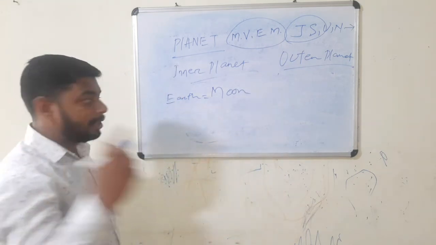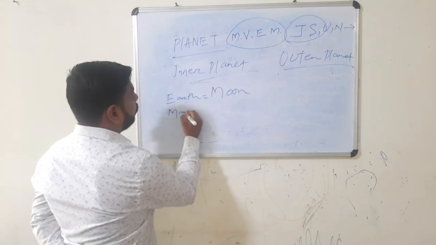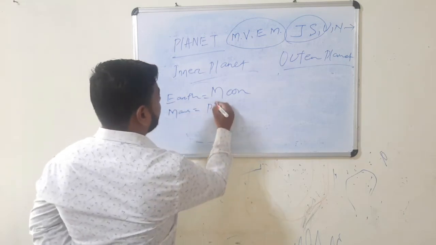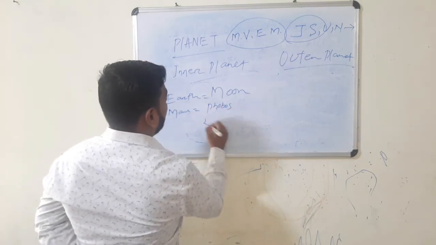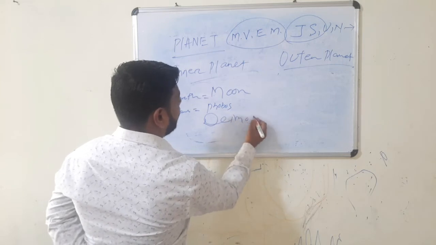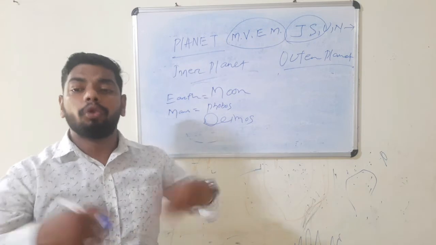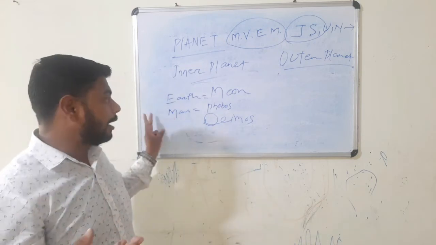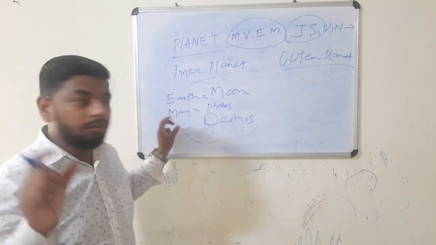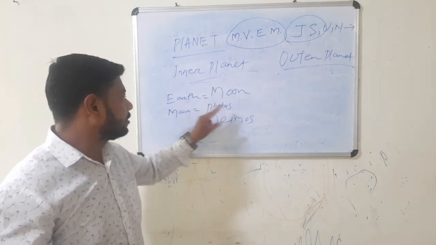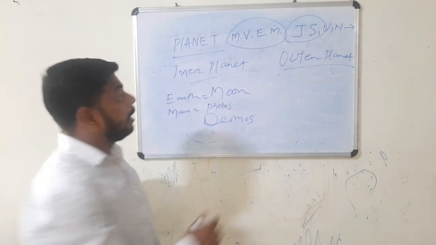Mercury, Venus, Earth, Mars. Mars has also two natural satellites, named Phobos and Deimos. So what I said: in the inner planets they have either no moon, like Mercury and Venus, or few moons, like Earth has one and Mars has two. Clear?